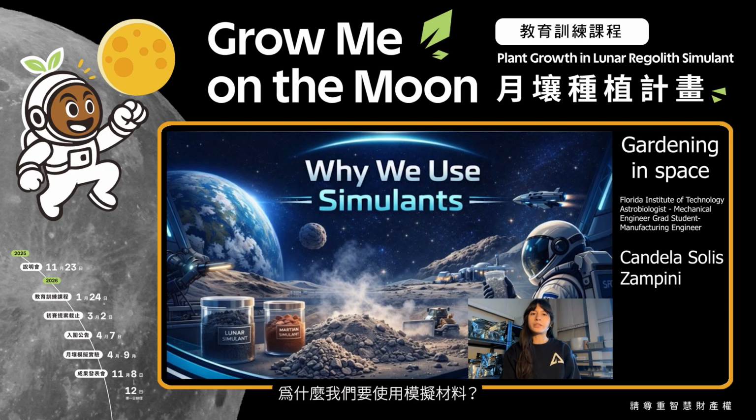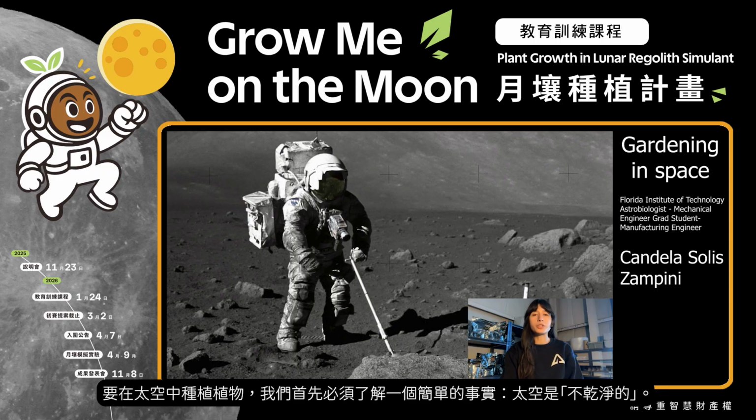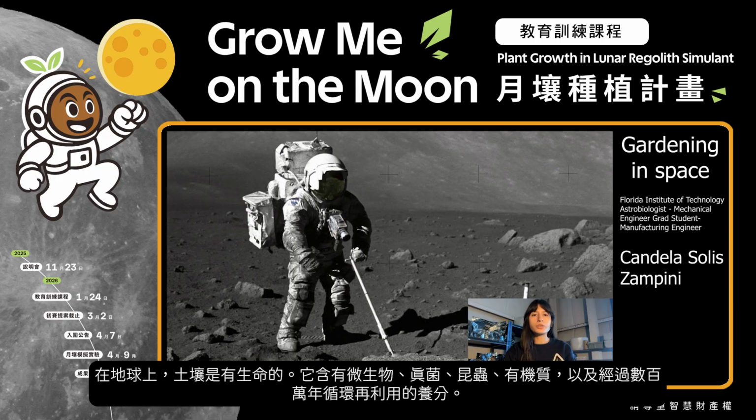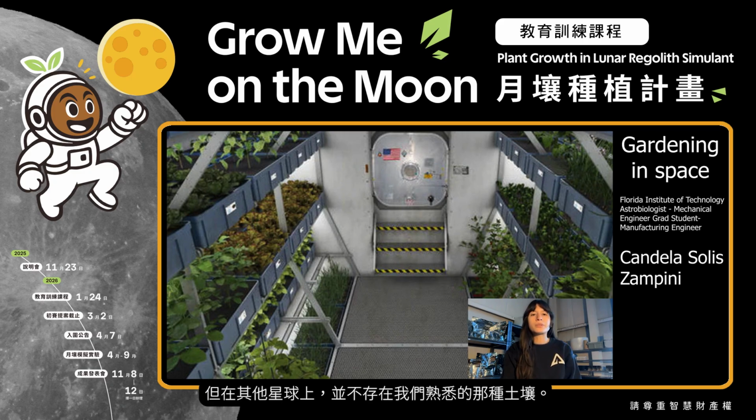Why we use simulants. To grow plants in space, we first have to understand one simple truth. Space is dirty. On Earth, soil is alive. It contains microbes, fungi, insects, organic matter, and nutrients that have been recycled for millions of years. On other worlds, however, we don't have soil as we know it.